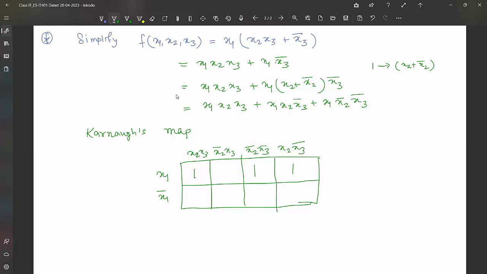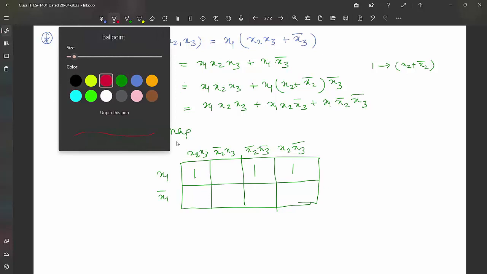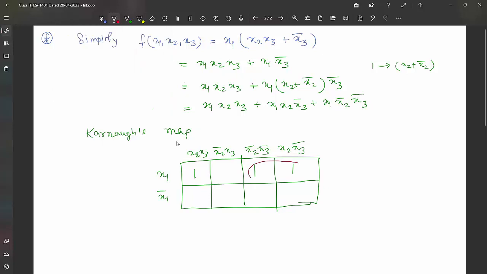Now make the pairs. How can you make the pairs? So first you can make them as a pair. This is the first pair that you can make. And from this pair, your expression is x1, and what is the common value? Common value is x3 bar.